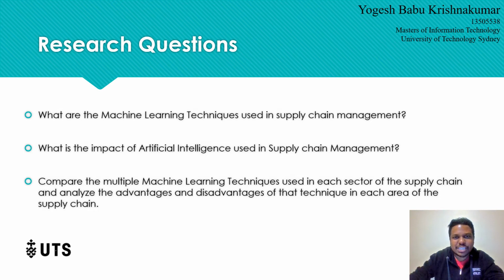Based on the research objective and literature review, we come up with three research questions for our project. The first one is what are all the machine learning techniques used in the supply chain management? And the next one is what is the impact in supply chain management because of the usage of artificial intelligence? The third one is to compare the multiple machine learning techniques used in each sector of supply chain management.